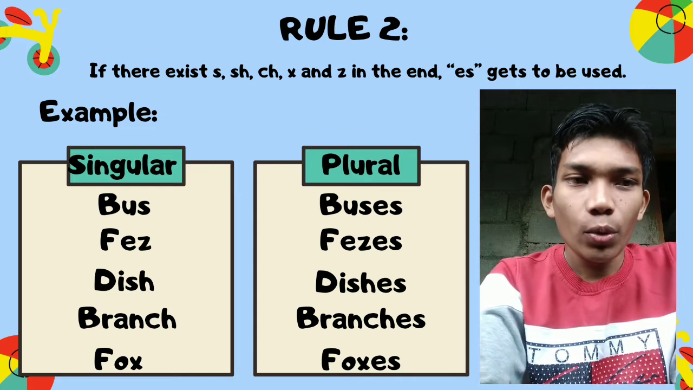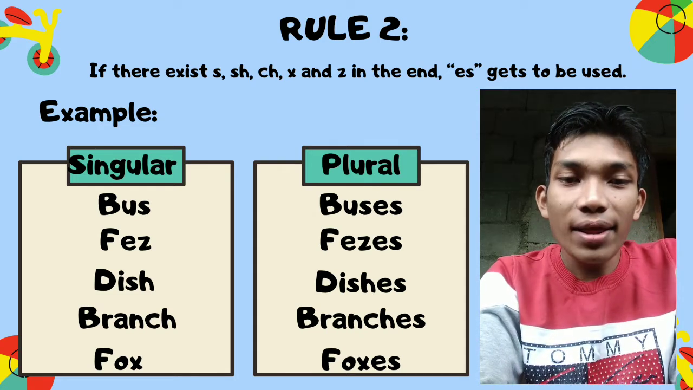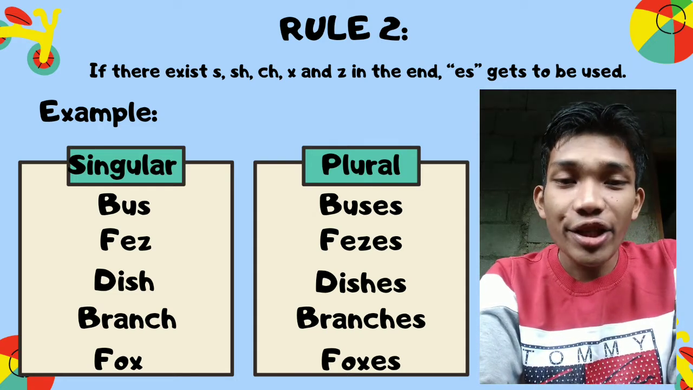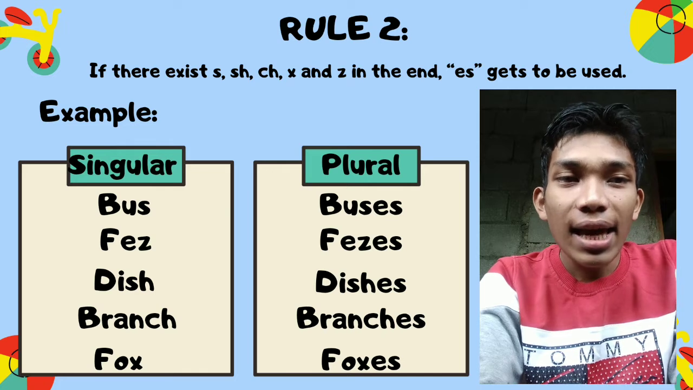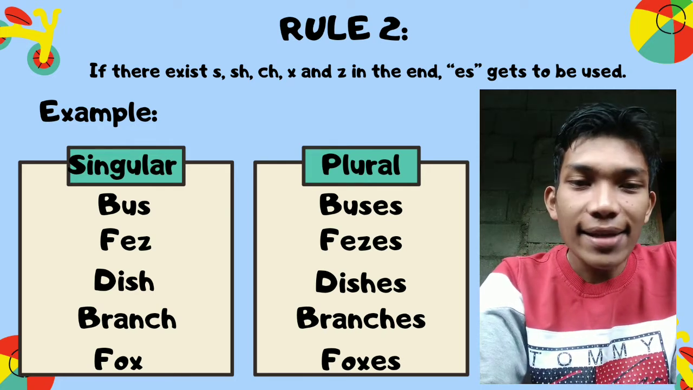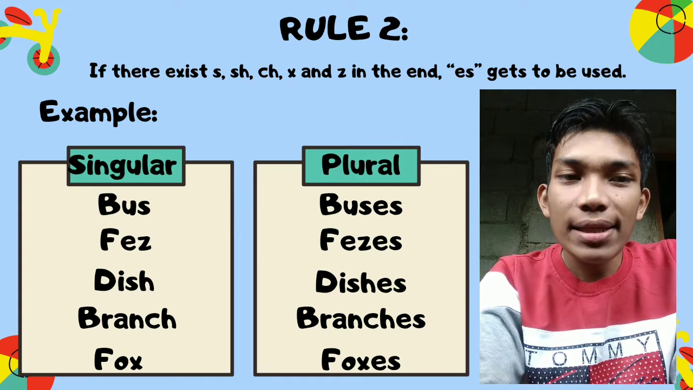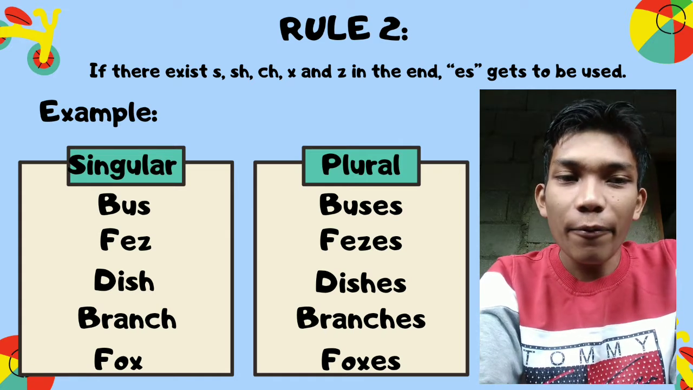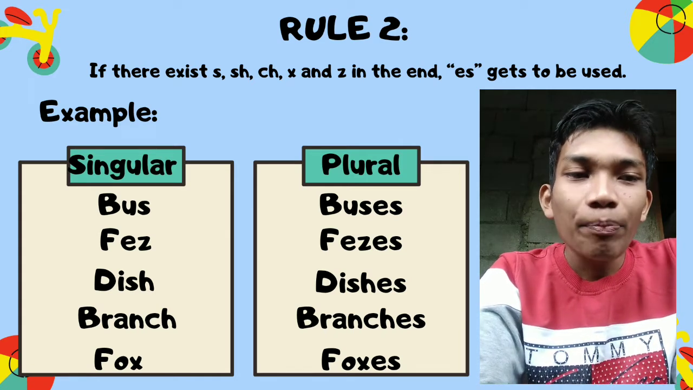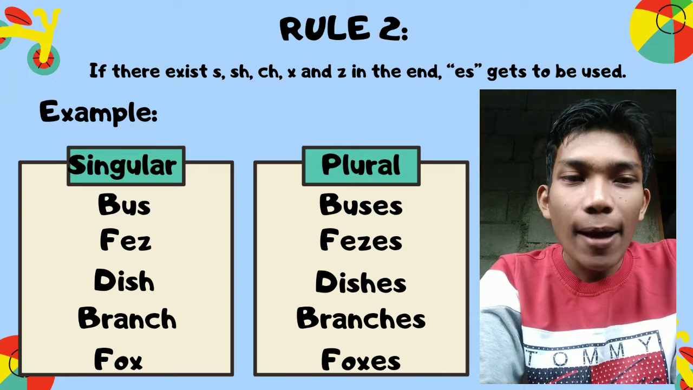Rule number 2. If the noun ends with letter S, SH, CH, X, and Z, we add ES to make it plural. For example, from bus to buses, from fez to fezzes, dish to dishes, branch to branches, and fox to foxes.